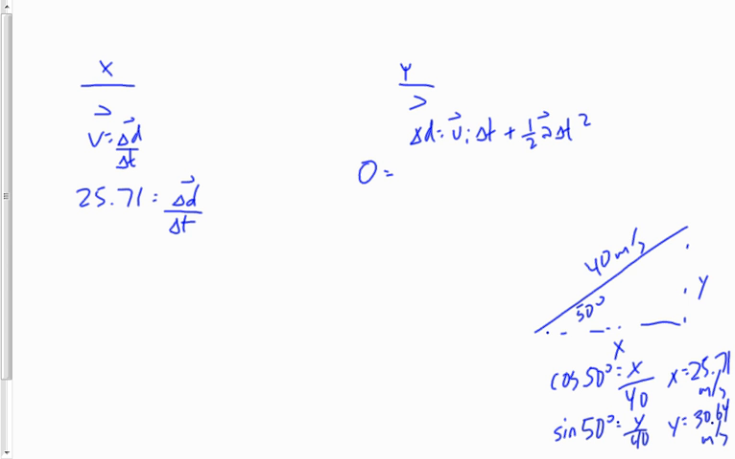What's VI for the y component? Good, 30.64, not 40, that's gone. 30.64 is my y component, times time plus 1/2 of negative 9.81 times time squared. Now, what do we do at this point? You guys remember?